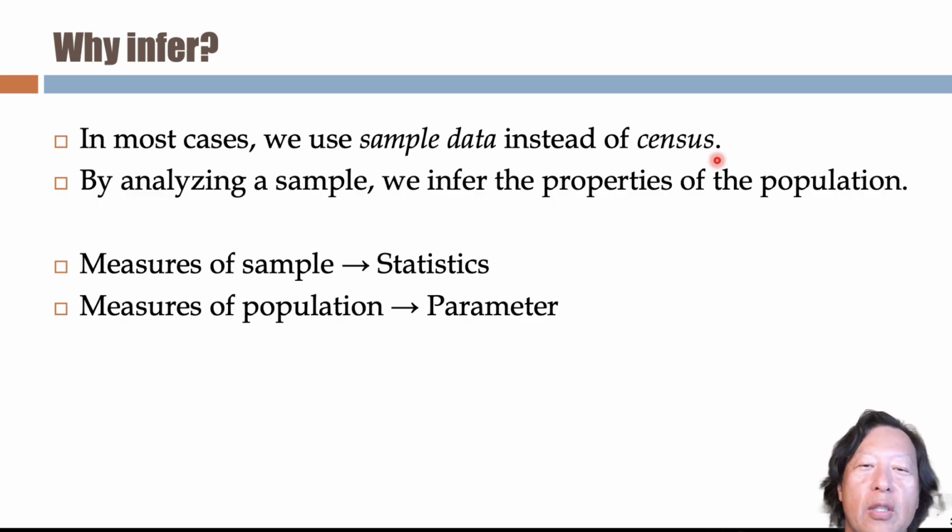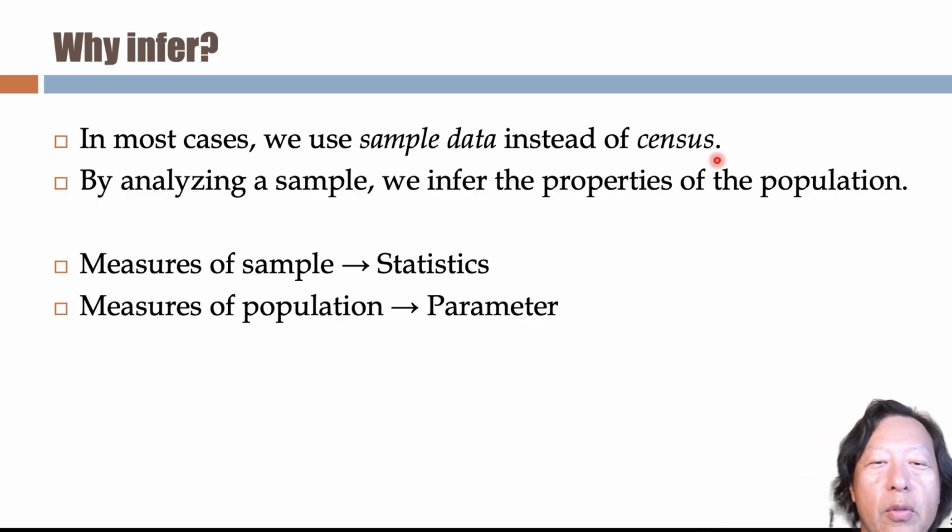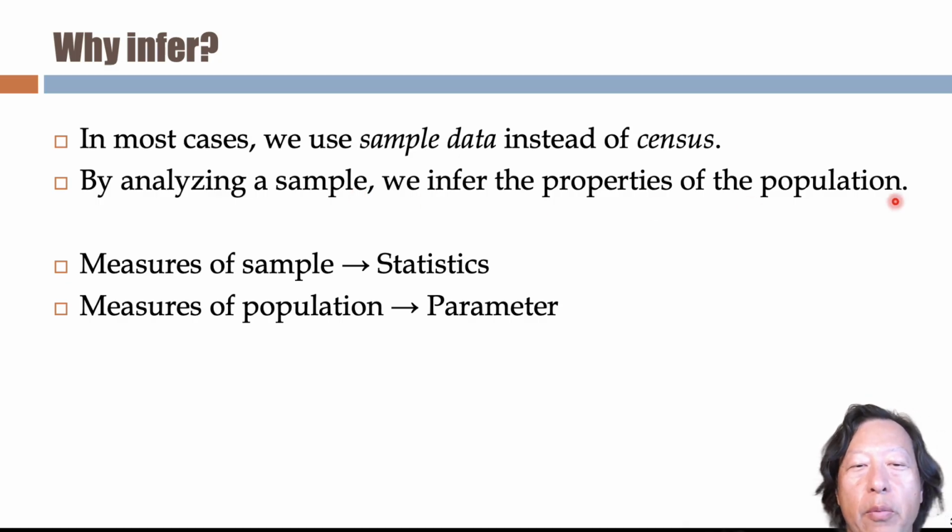Sample means that instead of measuring everybody, we randomly select a smaller number of individuals, and then we analyze that data. But our ultimate goal is to find out the population statistics, and what we have is only the sample data. So using sample data, can we infer? Of course we cannot know exactly what the population is, but that's why we call it inference. Can we infer the population parameters? By analyzing a sample, we infer the properties of the population.